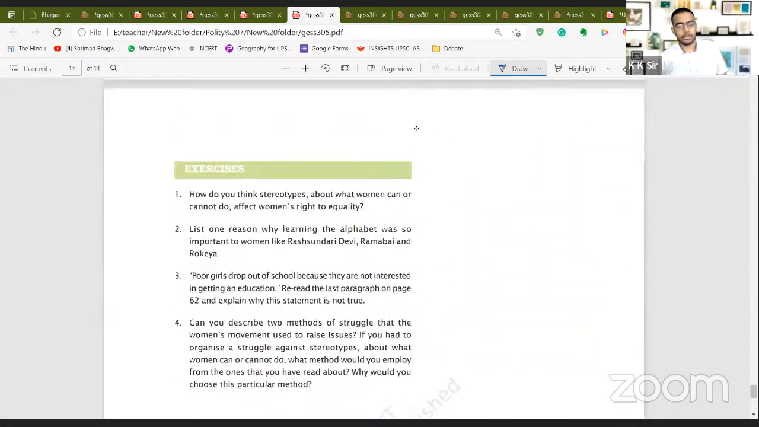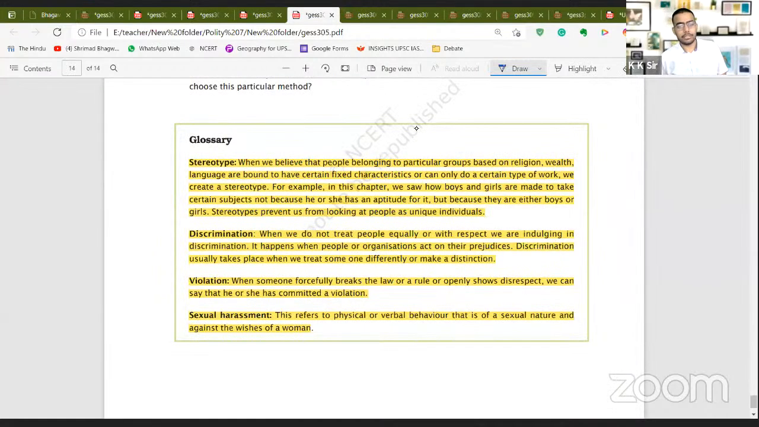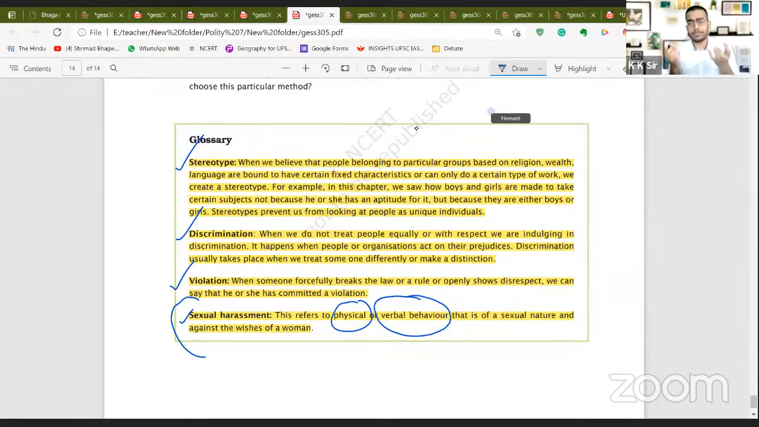We'll read about those in much more detail. For now, you know about stereotype, discrimination, violations, breaking some laws, and sexual harassment. The term has a deeper meaning. Sexual harassment at workplace does not mean only something physical. It also means verbal or behavioral. So showing some signs, cracking some jokes, that also means sexual harassment.